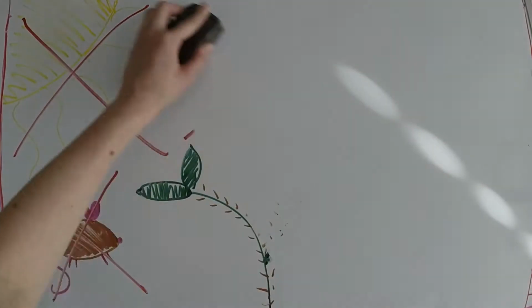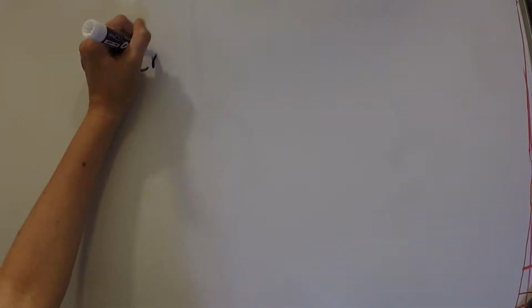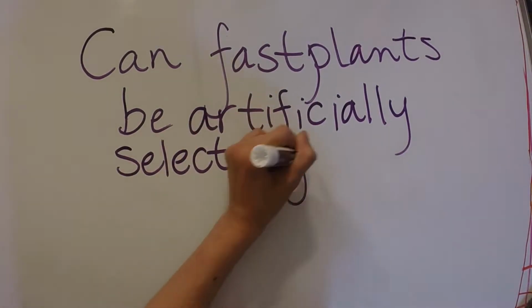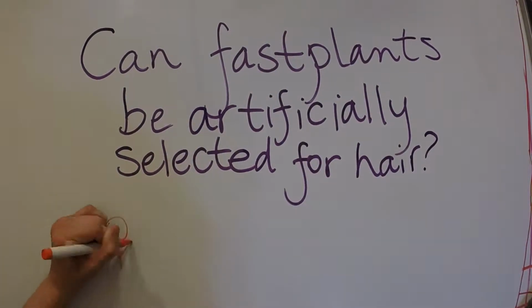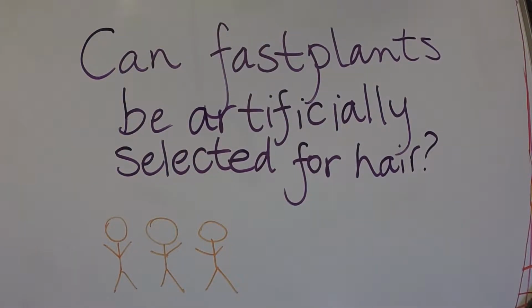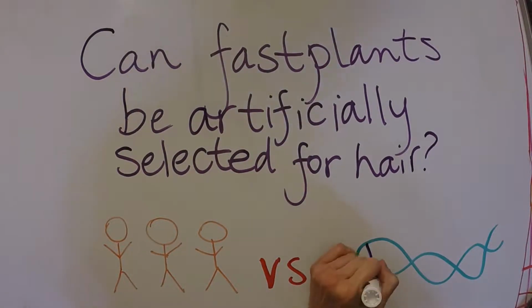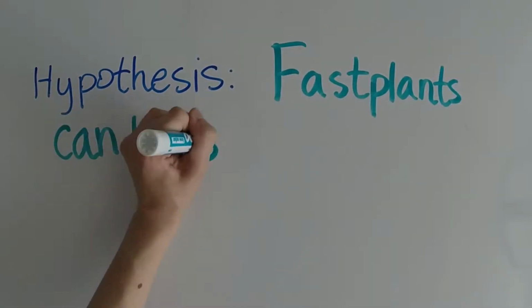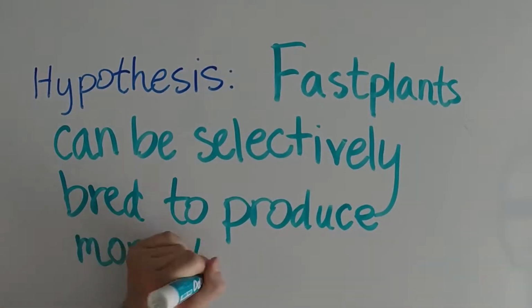Our experiment was performed to answer the question, can fast plants be artificially selected for hair? In other words, can human nurture affect the growth of trichomes in these plants? Or is the amount of hair dependent simply on nature, or the genes of the plant? Our hypothesis was that fast plants can be selectively bred to produce more trichomes.